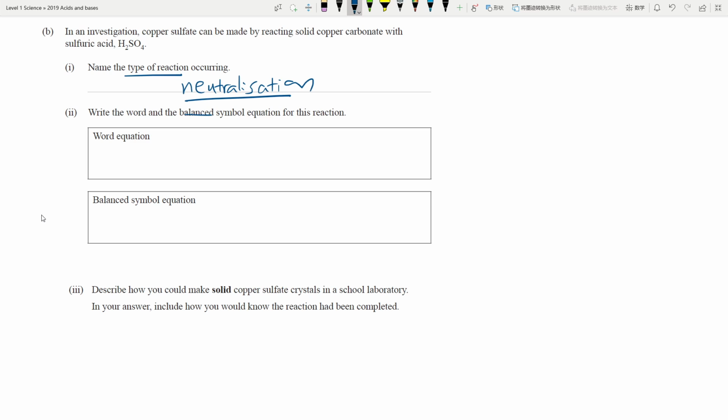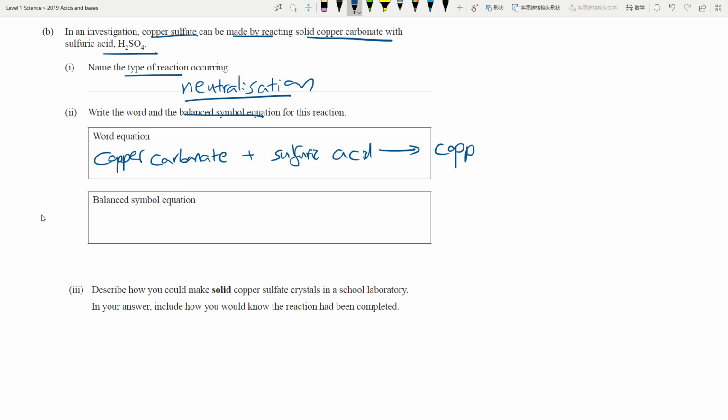Now let's write a balanced symbol equation, and a word equation for this. This is copper sulfate being made by reacting solid copper carbonate and H2SO4. So we react copper carbonate, and like I said with the previous one, this is only Achieved for the word equation. So I normally don't even do it because it's Achieved. This will give you copper sulfate plus water plus carbon dioxide.